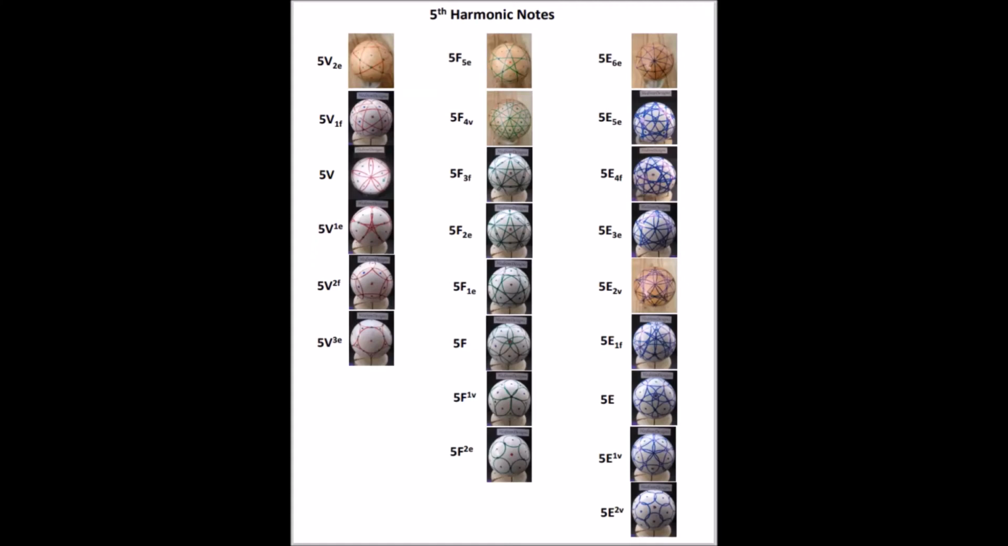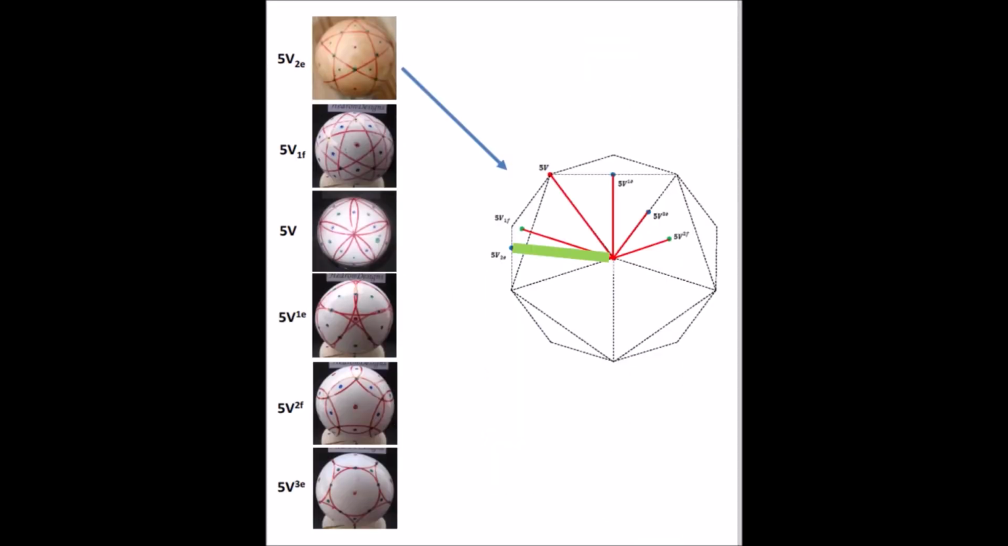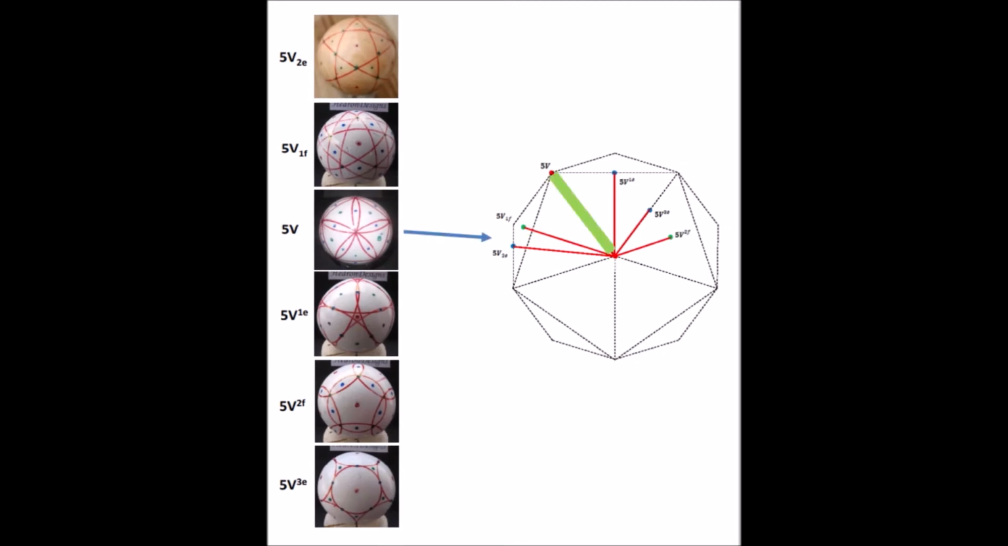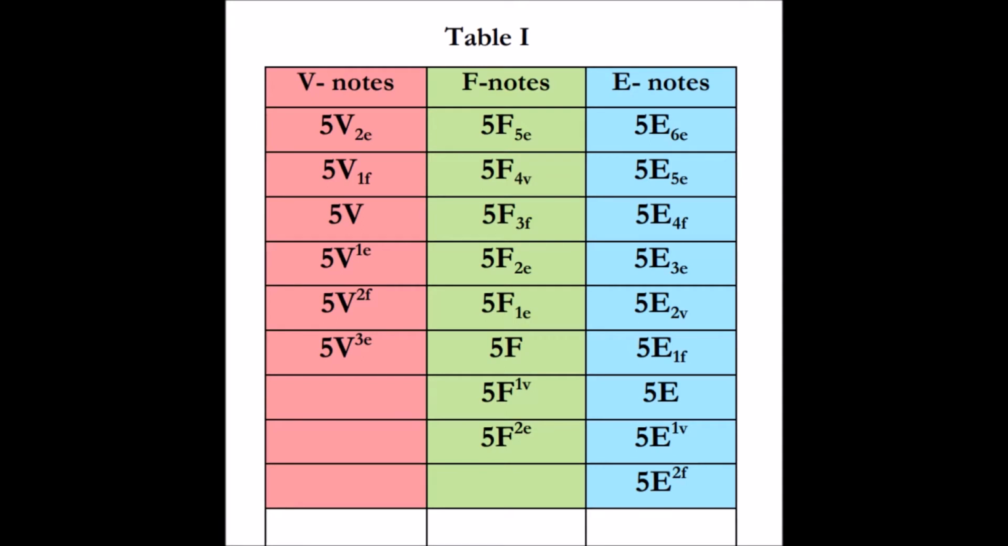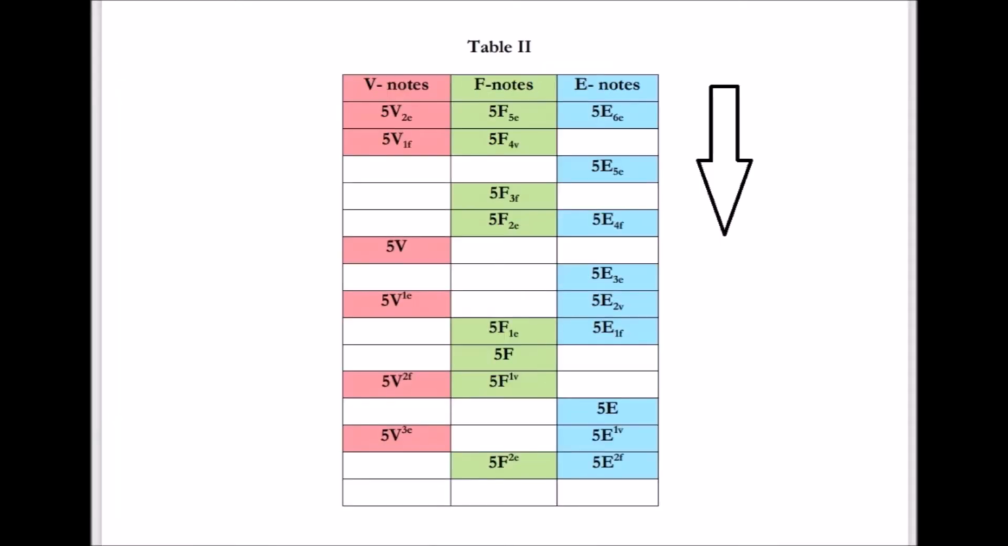In this video, we will analyze the fifth harmonic notes that were described in an earlier video. We start by sorting each interval, the 5V notes, the 5F notes, and 5E notes, in descending order of the length of their conical radius for each of the conics. This first table illustrates each interval sorted individually, and this next table shows all three intervals integrated and sorted in descending order.